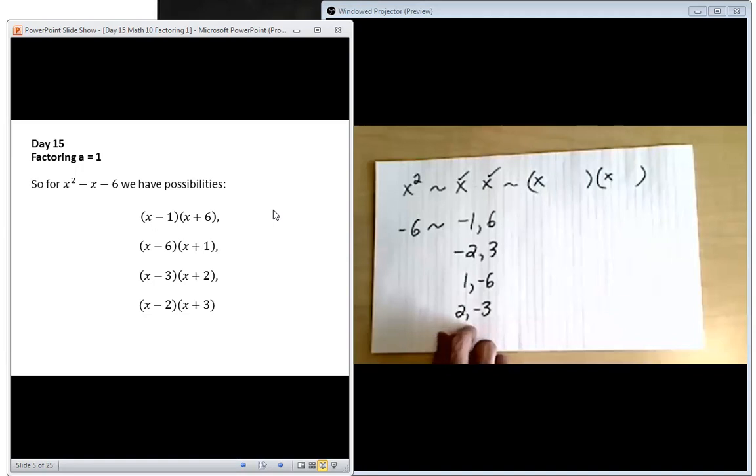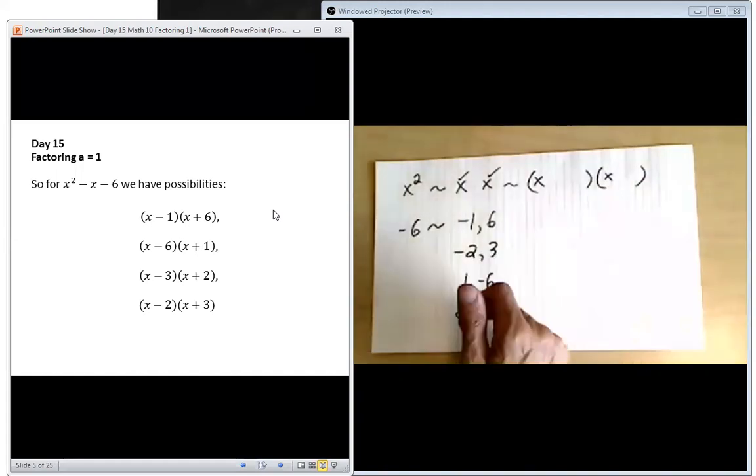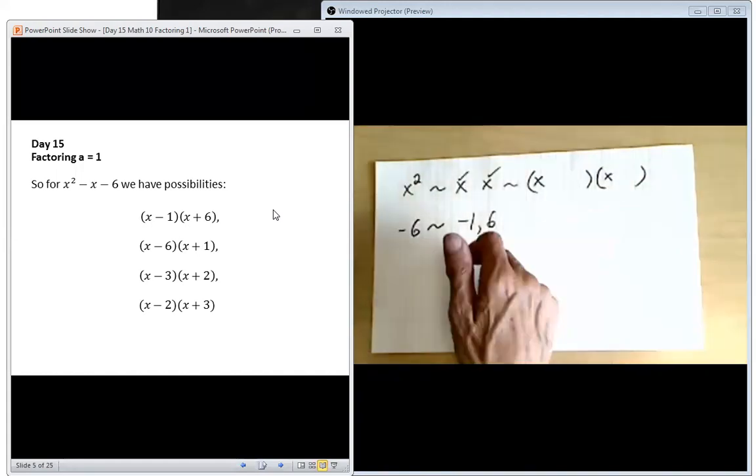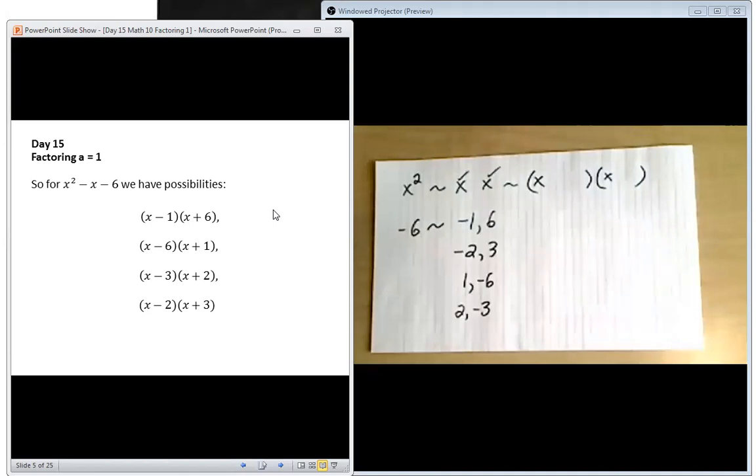Well, the thing to watch is, what's 2 times 3 down here? Still 6, right? What's plus times a minus? See, it still works, right? So these are all possibilities that will give you the -6.